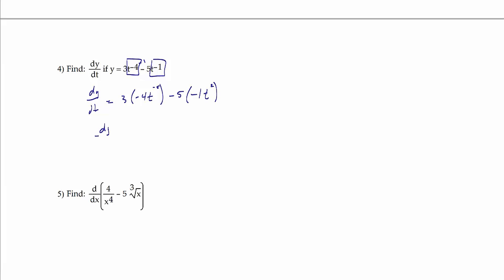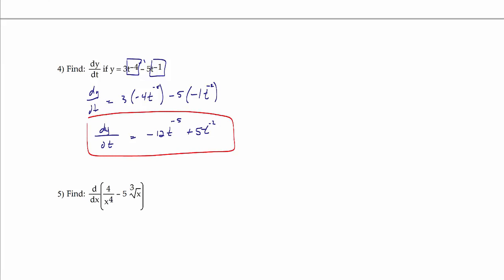Okay, now simplifying my coefficients, I end up with dy/dt is equal to negative 12t to the negative 5th power plus 5t to the negative 2. Again, for me, there's no need to rewrite it. I'm fine with it written this way, but if you needed to rewrite it for something else, the 12 would stay in the numerator because it has a positive exponent of 1, and then the t to the 5th would come down below. And same thing over here, 5 stays, and the t to the negative 2 comes down below.